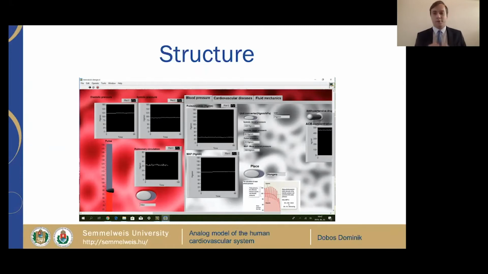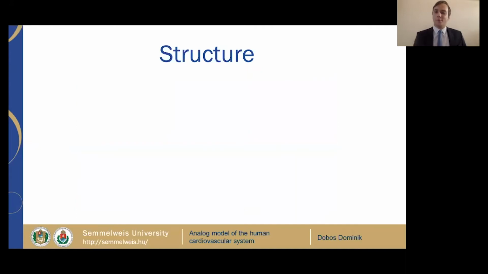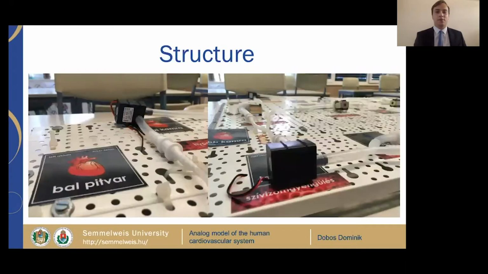The brain of the model is an Arduino Uno type microcontroller, which is controlled by a unique self-written software written using the National Instruments user interface, LabVIEW 2016. This processes all the incoming data as well and shows them graphically, as you can see on this slide. And what about the physical model? Two pumps can be found in the model, just as in the human circulatory system. One demonstrates how the right part, and the other demonstrates how the left part of the heart works.